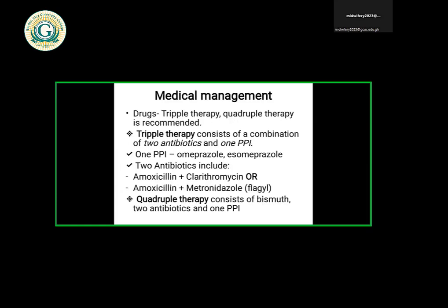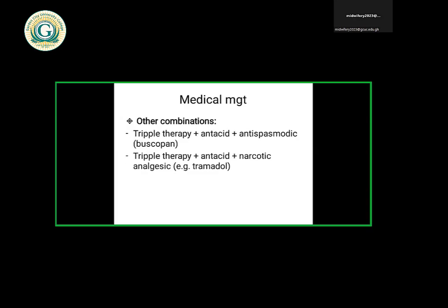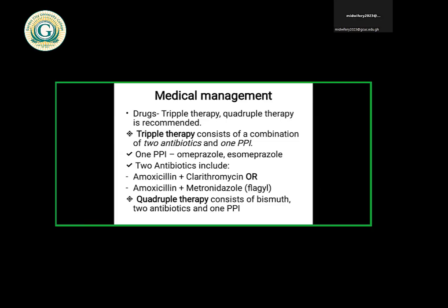How do we manage this? This is where the problem comes in, that I want all of us to take attention, especially during our practice. Now, medically, we call something triple therapy or quadruple therapy. I repeat, medically for peptic ulcer disease, it should be a minimum of triple therapy, or what we call quadruple therapy. When we talk about triple therapy, what do we mean?